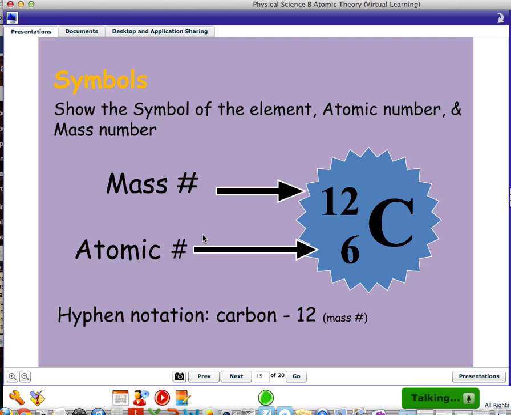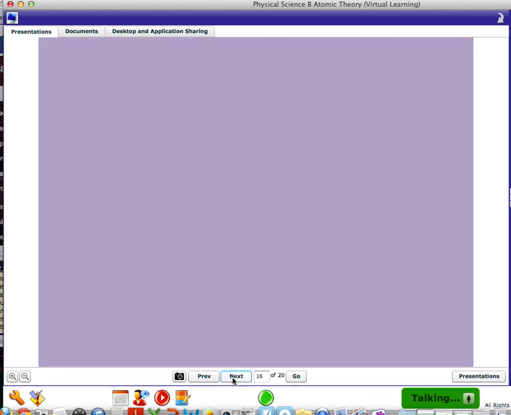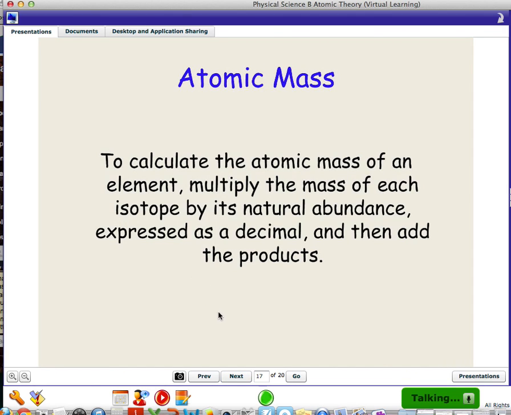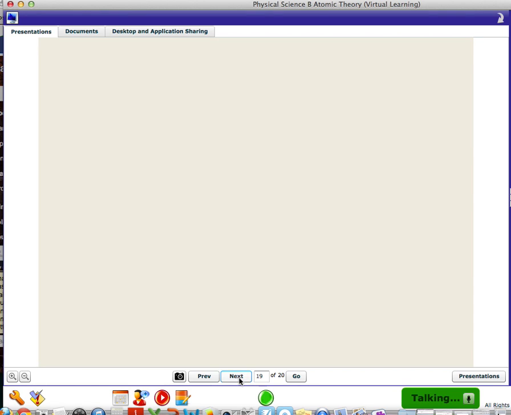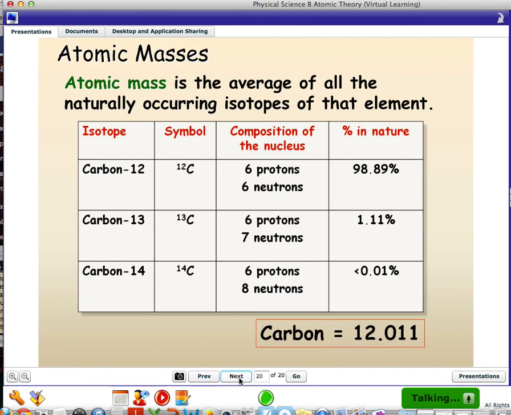So again, here's an example. You have the mass number, the atomic number, and the mass number is the average of element masses that are found in nature. I don't think you guys need to do this in yours, so I'm going to skip it. All right, so we're good.